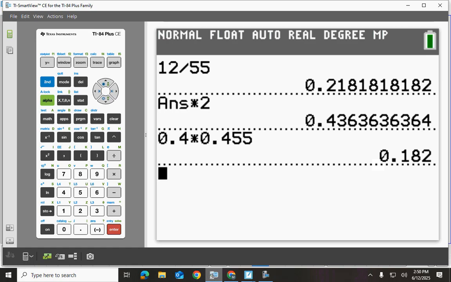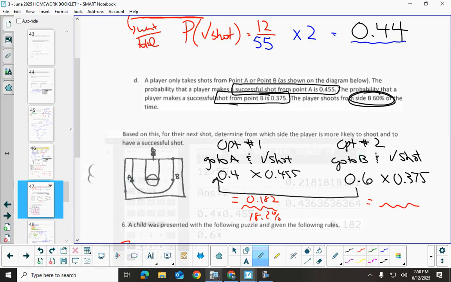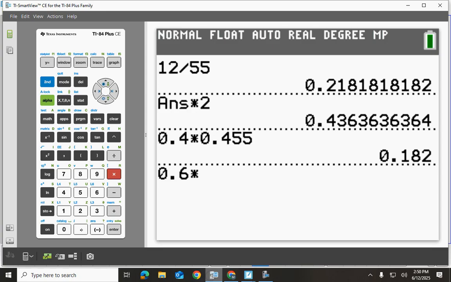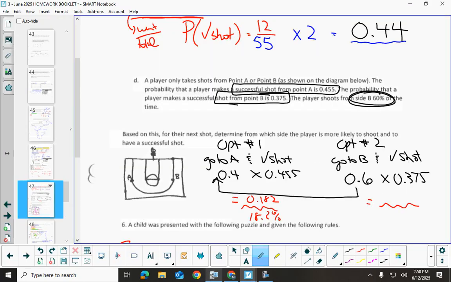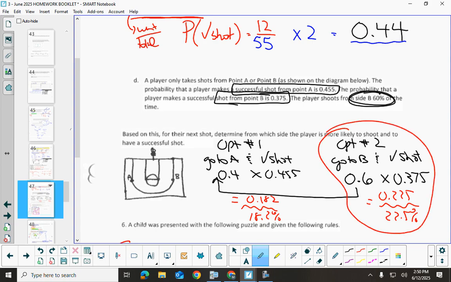If they go to the B side, and they make the shot, 22.5%. So the question was, determine from which side the player is more likely to shoot from. They're more likely to shoot from the B side, because 22.5% of their shots go in on that side.